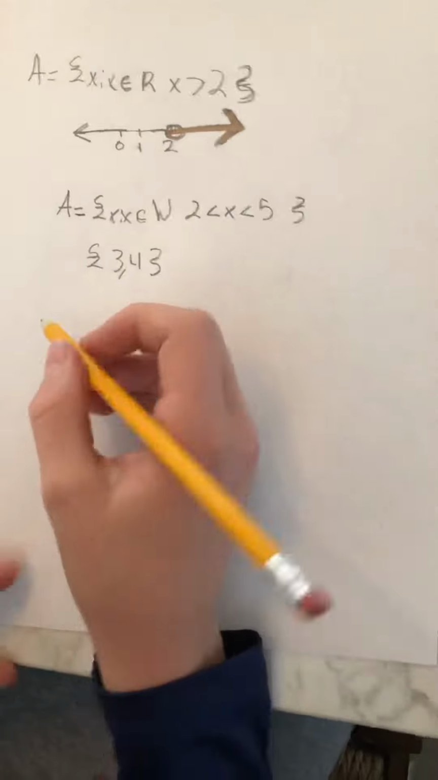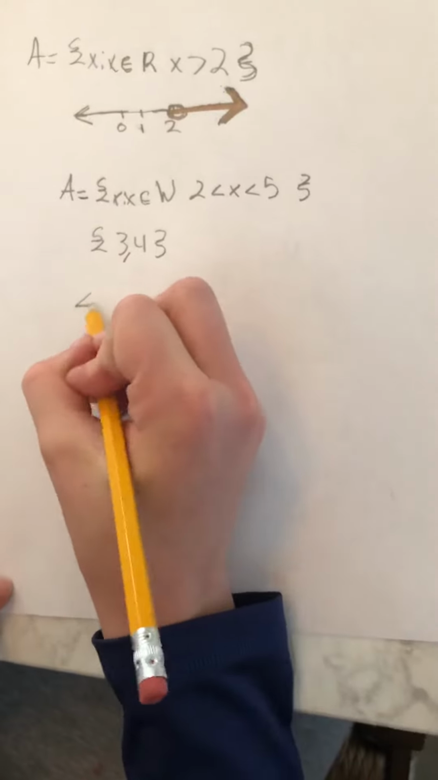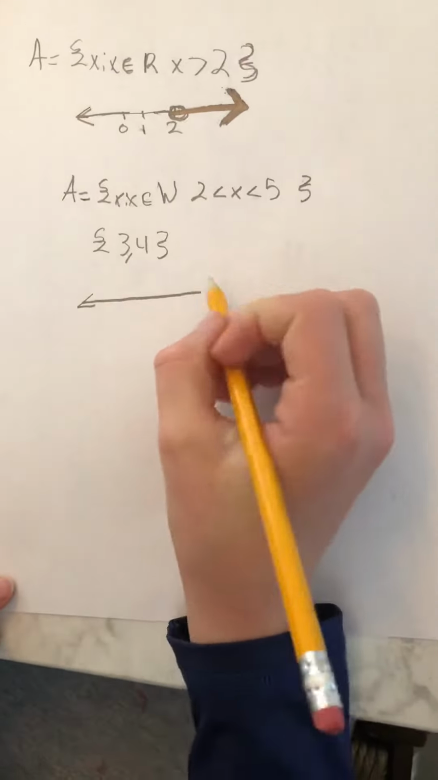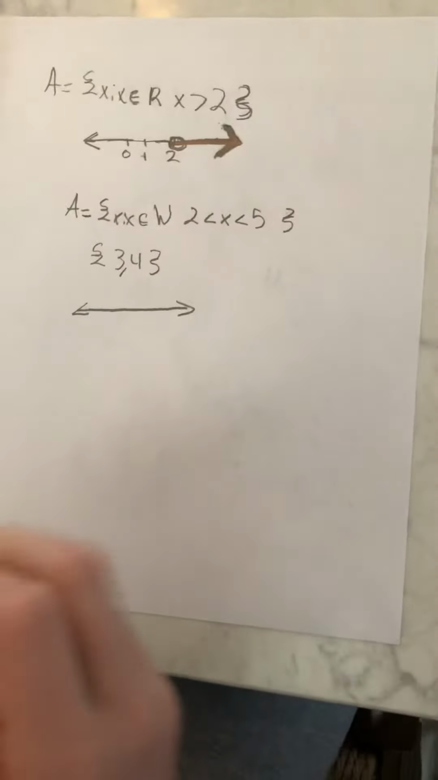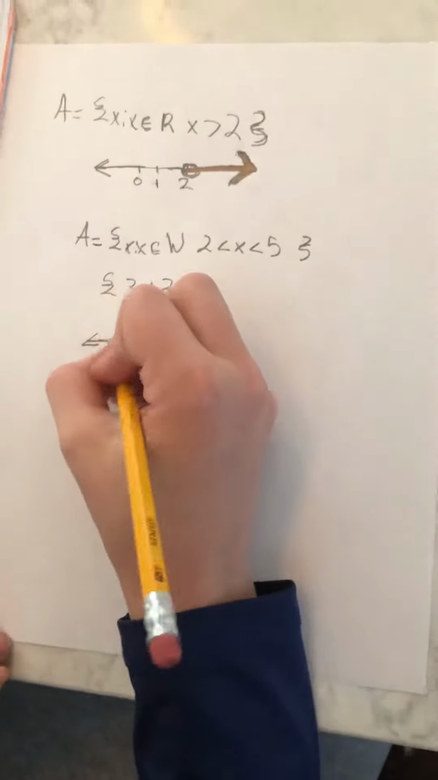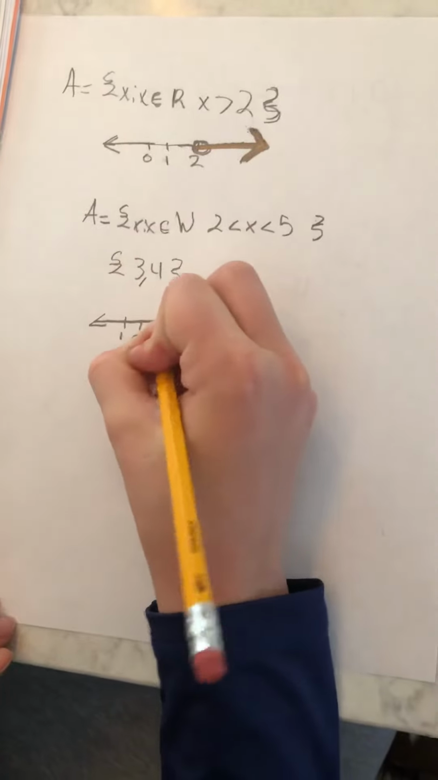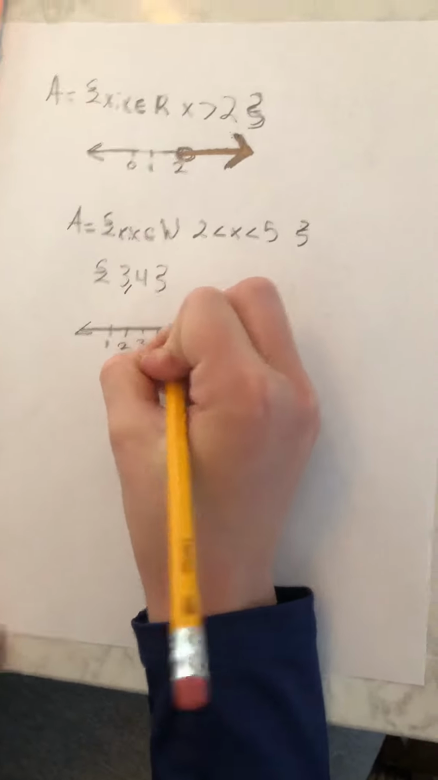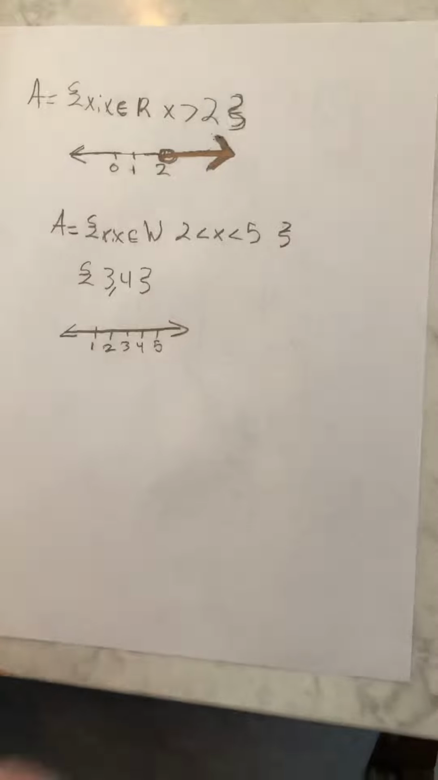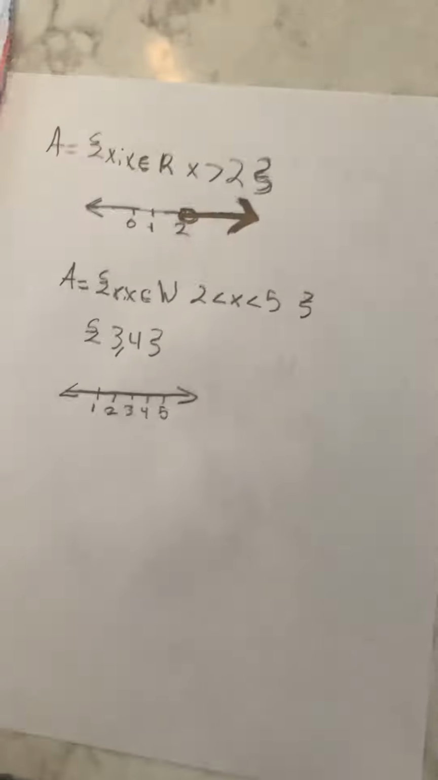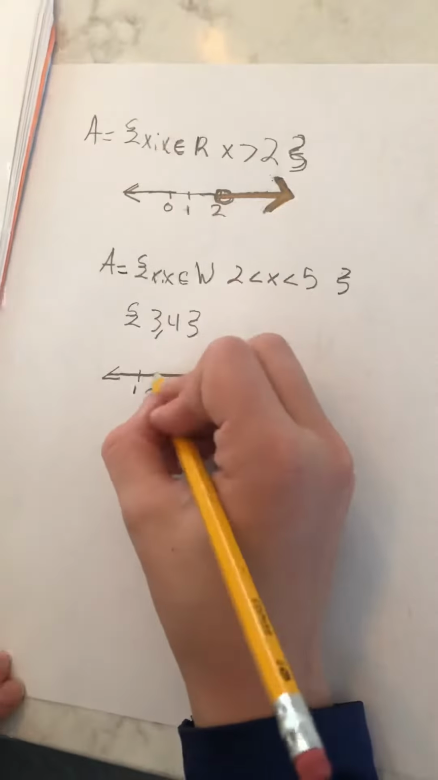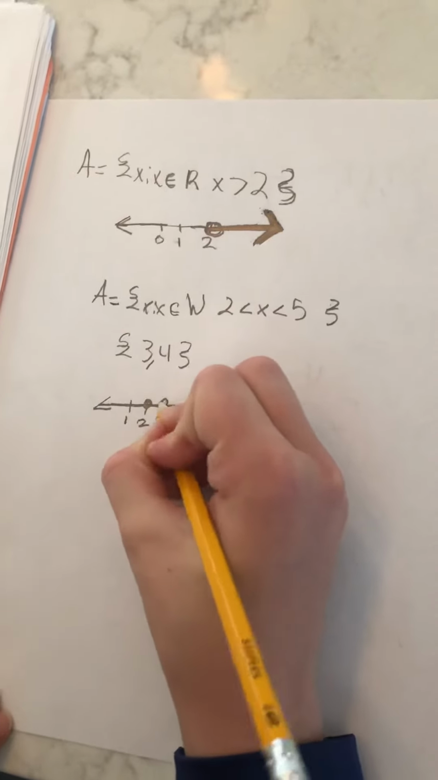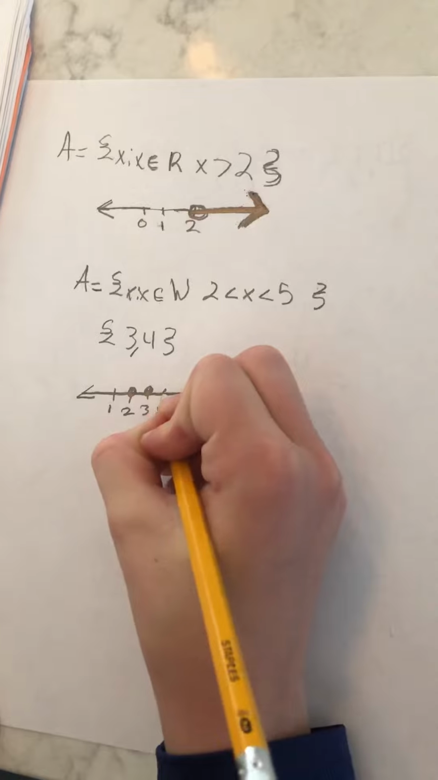And then the graph would be no heavy bar or heavy arrow, because it's not real numbers. You do 1, 2, 3, 4, 5. And since it's graph from the rule, which is this, you would graph 2, 3, 4, and 5.